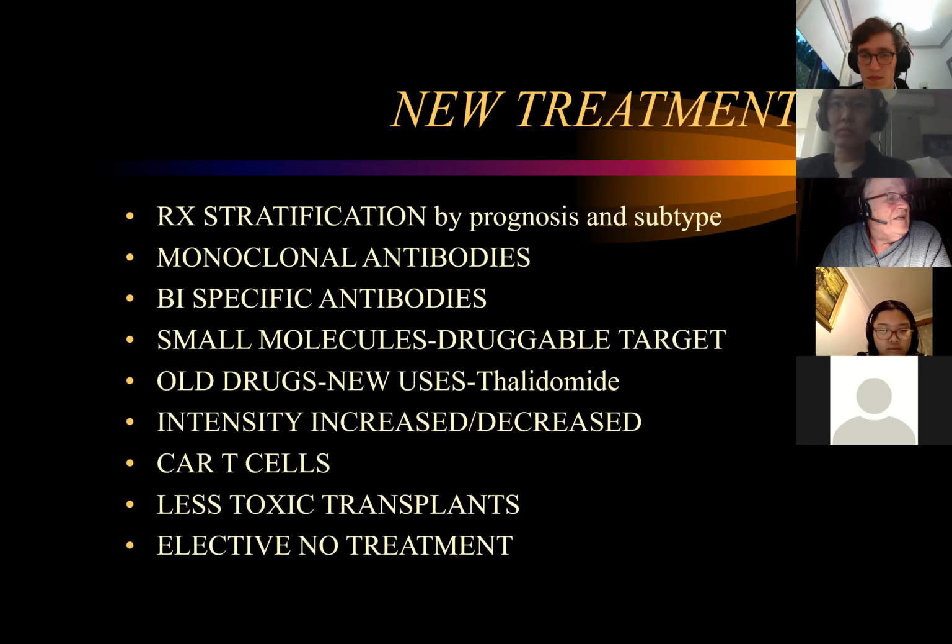There are monoclonal antibodies for CLL and AML. There are bispecific antibodies. The initial monoclonal antibodies just attack one target, you know about cluster designations, CDs, the antigens on the surface of cells. We now have ones that attack 2 of them. Small molecules like imatinib. Old drugs with new uses like thalidomide. It's paradoxical in some respects, the intensity of treatment has increased.